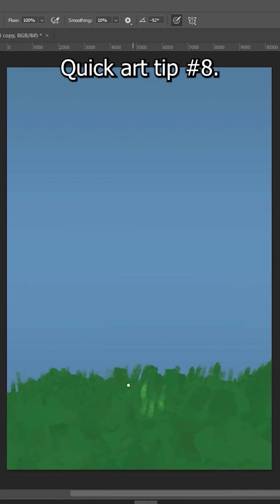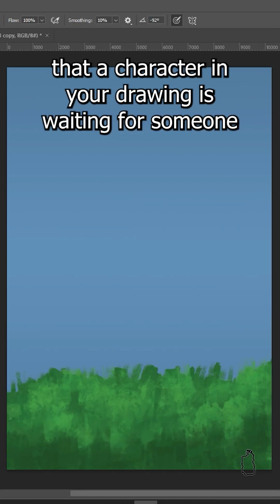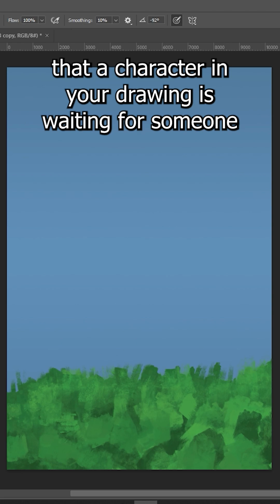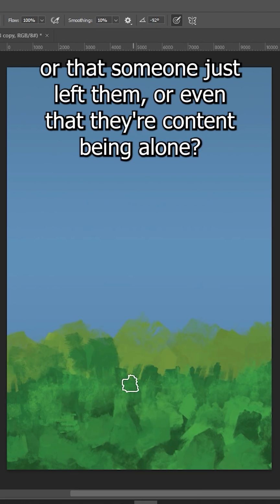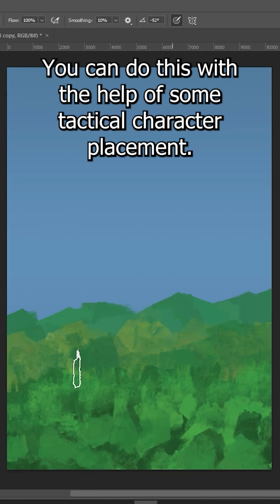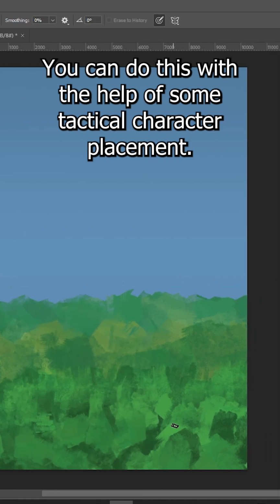Quick art tip number 8. Did you know that you can tell your audience that a character in your drawing is waiting for someone, or that someone just left them, or even that they're content being alone? You can do this with the help of some tactical character placement.